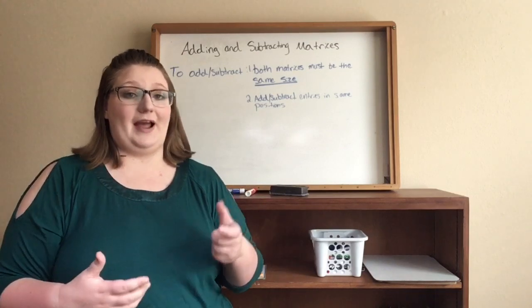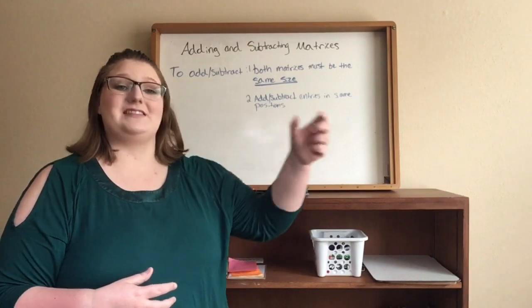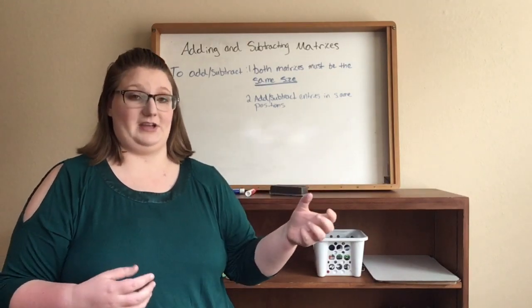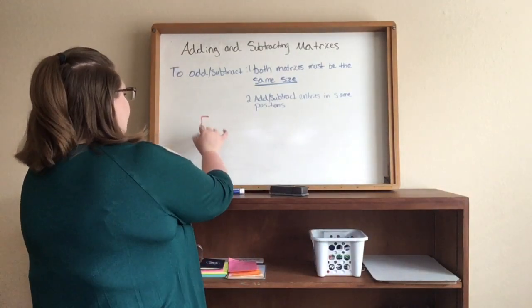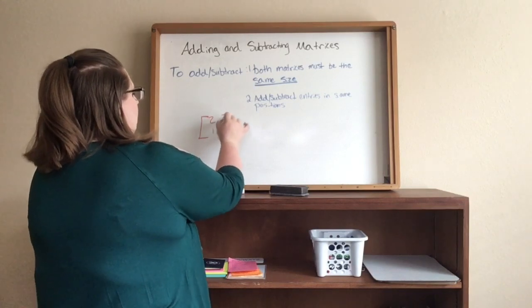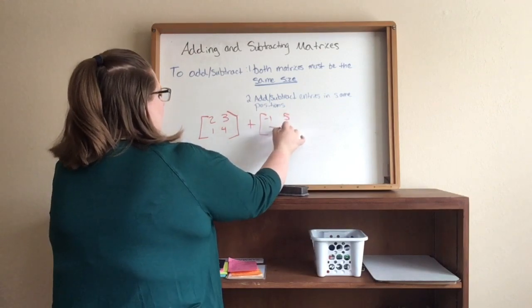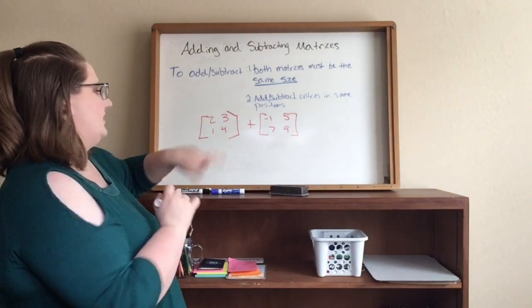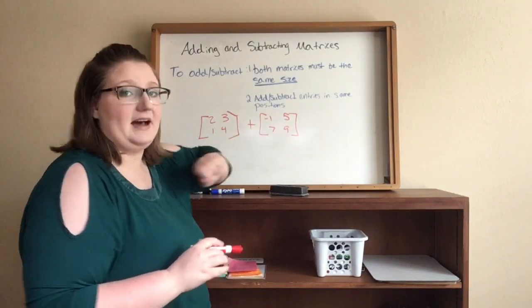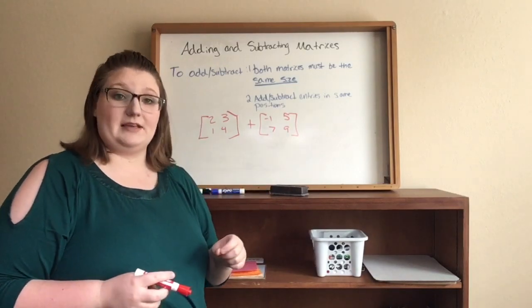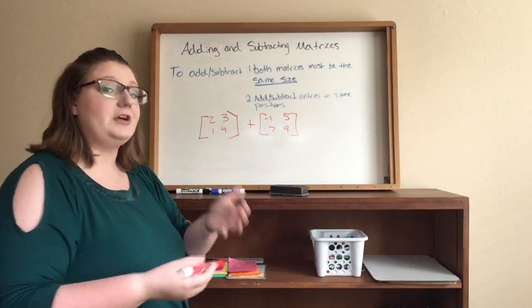So you would subtract or add the entry in the first row and the first column of one matrix and the entry that's in the first row and the first column of the other matrix. So, for example, if we have the matrix 2, 3, 1, 4 plus negative 1, 5, 7, 9, we first need to check if they're the same size. I actually like to come down below each matrix and write its size out so I can compare them.